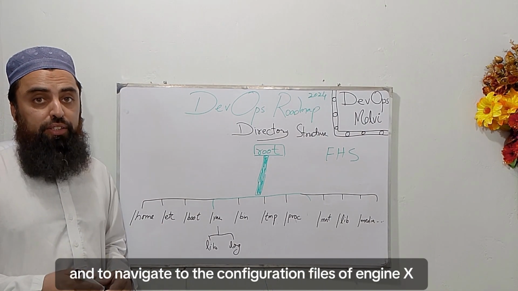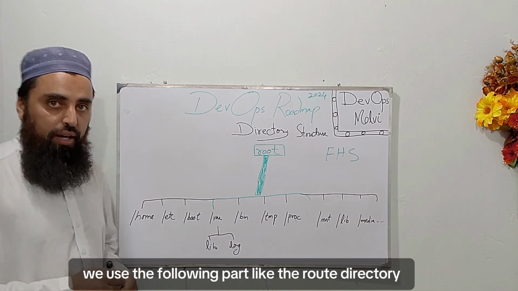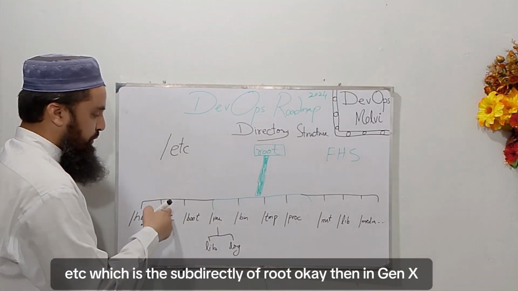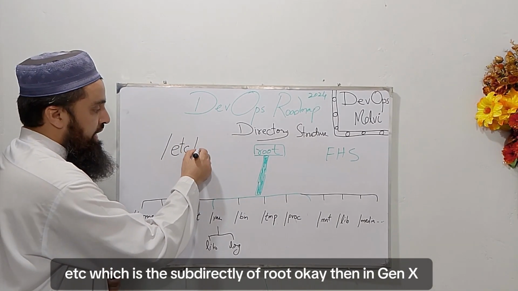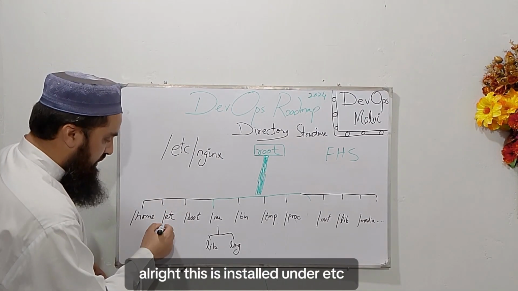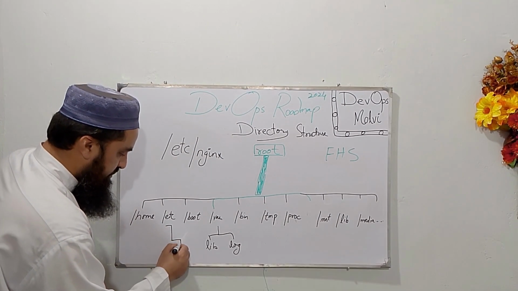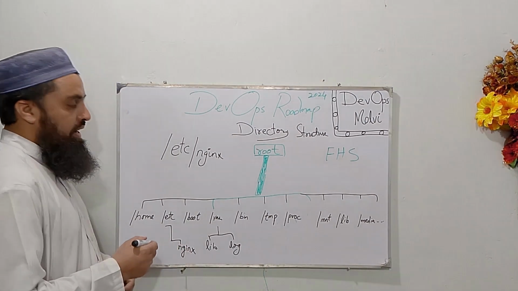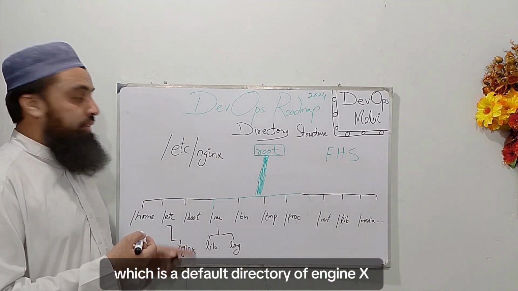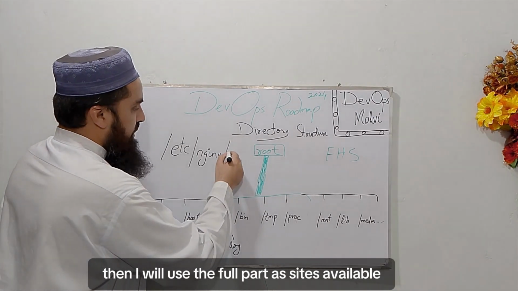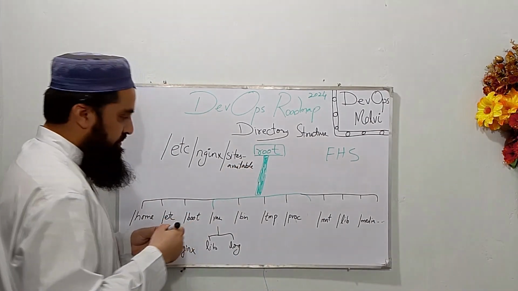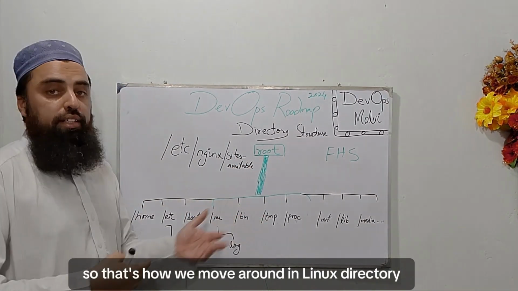And to navigate to the configuration files of Nginx, we use the following path: the root directory, etc, which is the subdirectory of root, then Nginx, which is installed under etc. And for instance, if I want to move towards the sites-available directory, which is a default directory of Nginx, I will use the full path as sites-available. So that's how we move around in Linux directories.